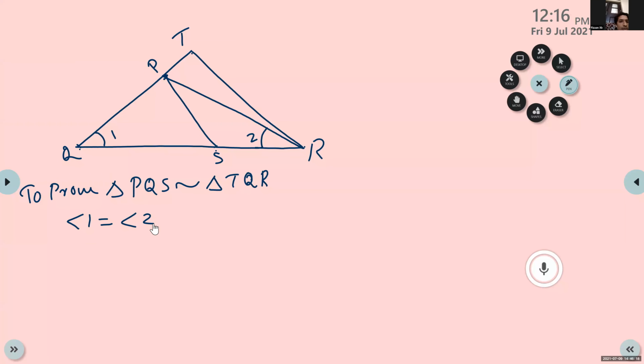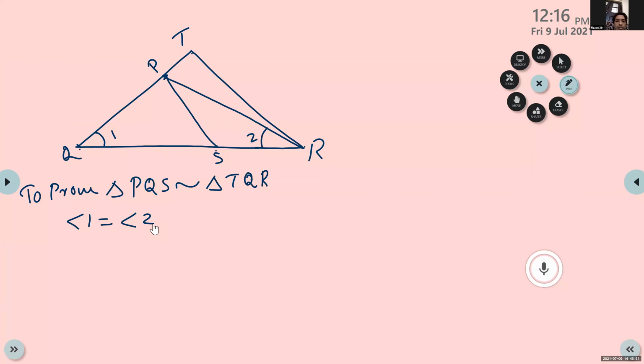Then we have PQS and the whole angle TQR. How? Think all the possible ways. SAS, we will decide later which criteria. First of all, if it is SAS, which sides are proportional there? Which of the sides are proportional?